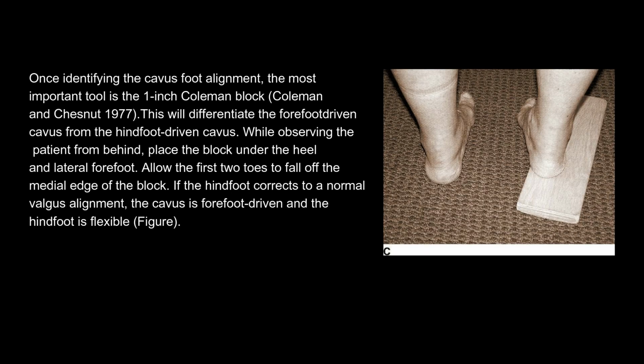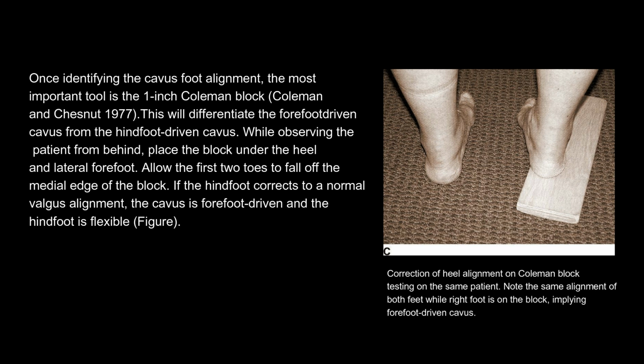Once identifying the cavus foot alignment, the most important tool is the 1-inch Coleman block, Coleman and Chestnut 1977. This will differentiate the forefoot-driven cavus from the hindfoot-driven cavus. While observing the patient from behind, place the block under the heel and lateral forefoot. Allow the first 2 toes to fall off the medial edge of the block. If the hindfoot corrects to a normal valgus alignment, the cavus is forefoot-driven and the hindfoot is flexible, figure.